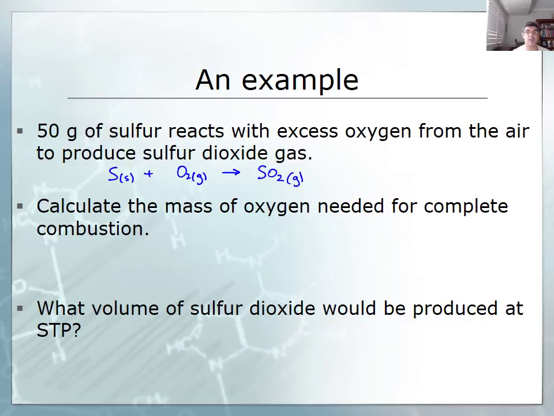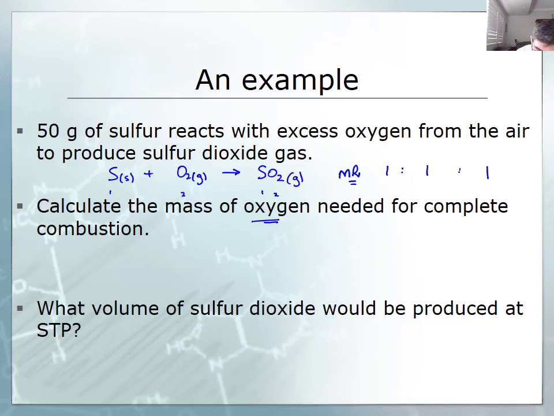Then we need to balance the equation. I have 1 sulfur and 1 sulfur here. I have 2 oxygens here and 2 oxygens here, so it's balanced. Very importantly, my mole ratio, which is the coefficients out the front of each of these, is 1 to 1 to 1. Now I need to calculate the mass of oxygen needed for complete combustion.